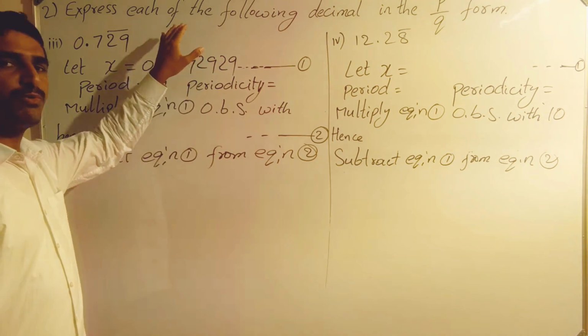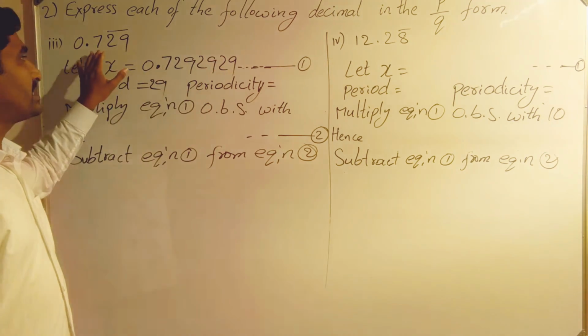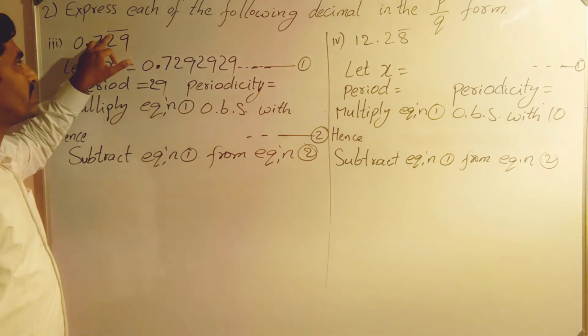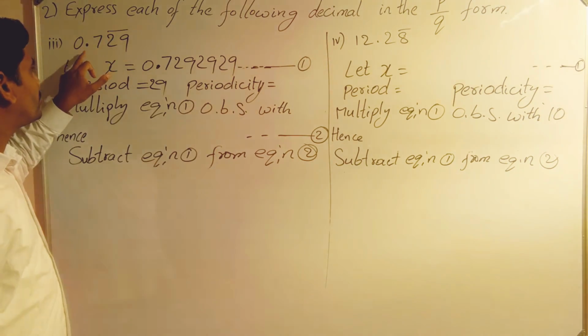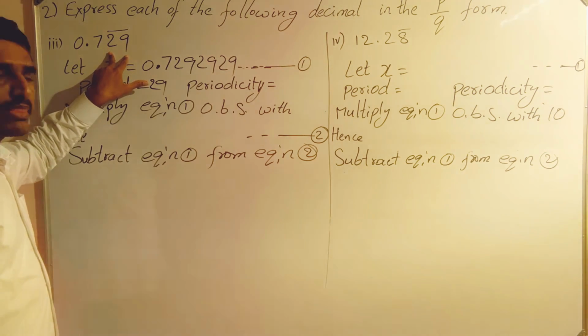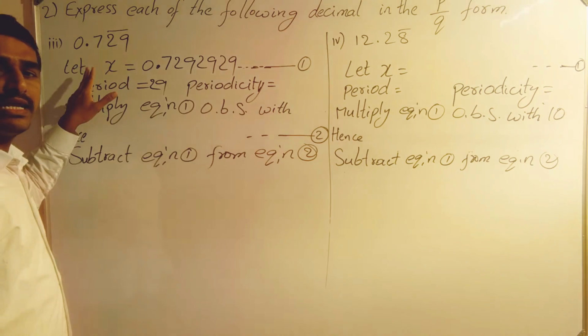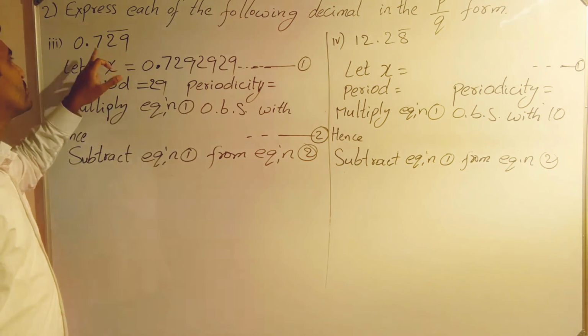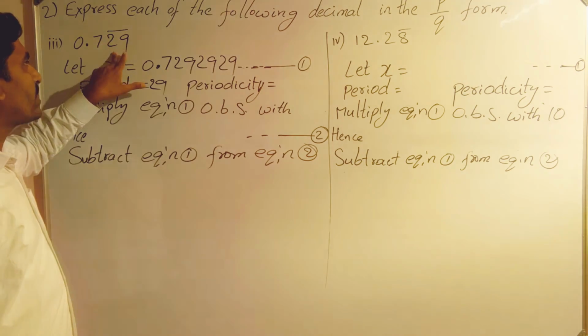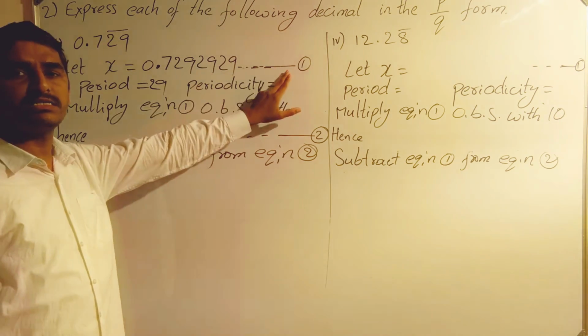In this exercise 1.3, the third problem is also a repeating decimal with a bar. This is 0.729 bar, with the bar over 2 and 9. Let x equal 0.729 bar. Which part is repeating? 29, 29, 29 is repeating.